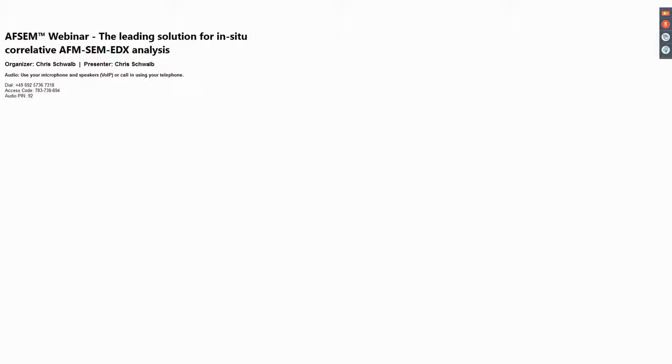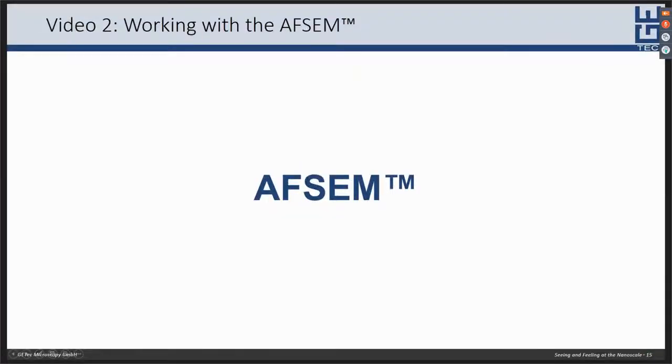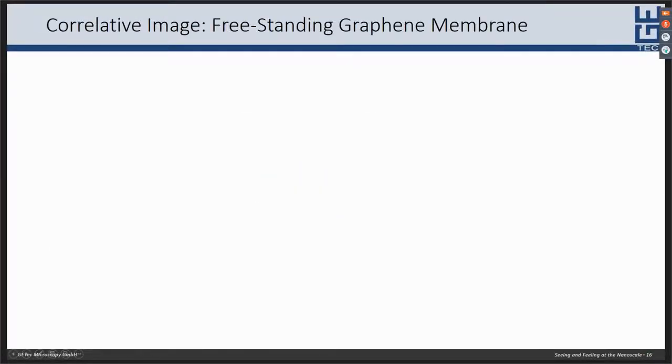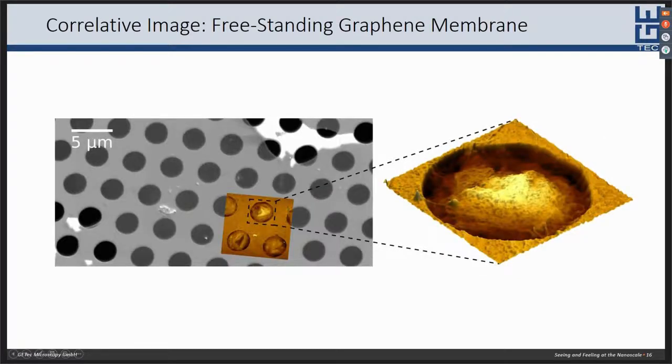Once the image acquisition is finished, the SEM and AFM data can be combined to a correlative AFM-SEM image showing a large field of view in the SEM image here on the left and detailed 3D information provided by the AFM.